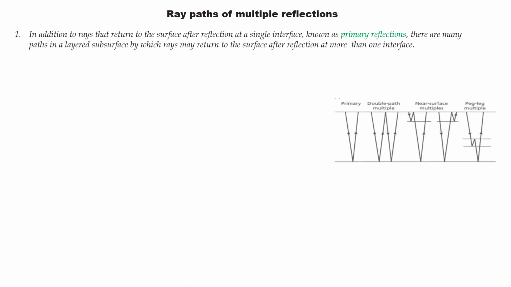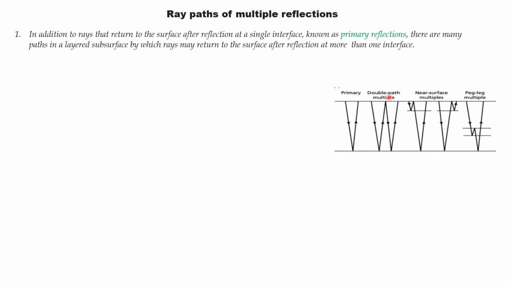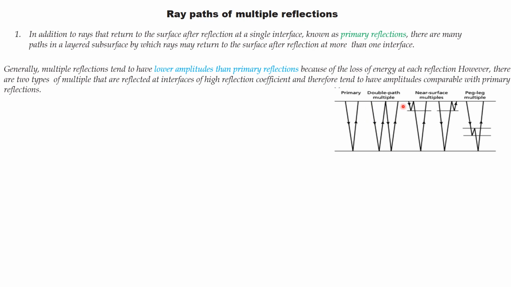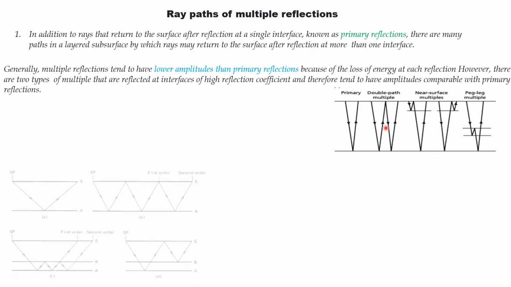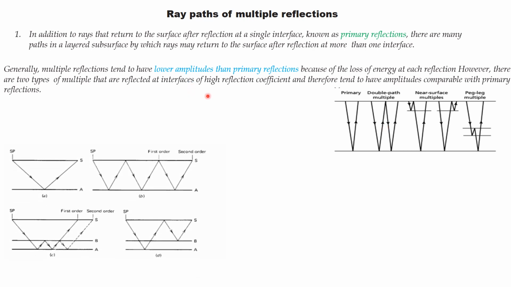Now, you know that the seismic ray that comes after reflection at a single interface is known as the primary reflection. Apart from the primary reflection, there are many rays that come to the surface after bouncing back. For a double path multiple, we will have double the time of the ray, but its amplitude is low compared to the primary. There will be absorption and loss of energy, so you can easily detect that in a seismic section. But there are many rays that have amplitudes comparable to the primary reflection, because the rays are reflected at interfaces of higher reflection coefficient.